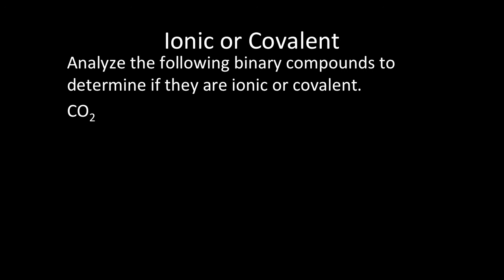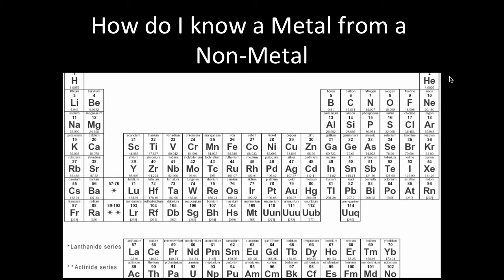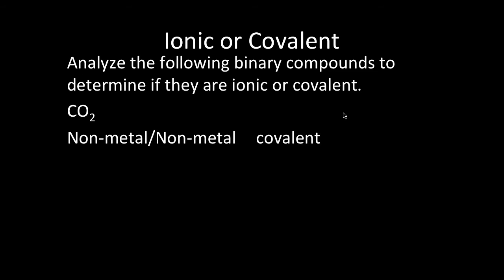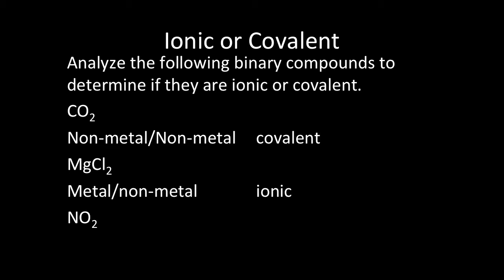So CO2. If we look back at the periodic table, we can see that carbon and oxygen are both on the right-hand side of the stair step. So that means that carbon dioxide is a nonmetal and a nonmetal, so therefore it is covalent. Magnesium chloride. Magnesium is a metal and chlorine is a nonmetal. So this will be an ionic substance. NO2. Nitrogen and oxygen are both nonmetals, so this would be a covalent substance.